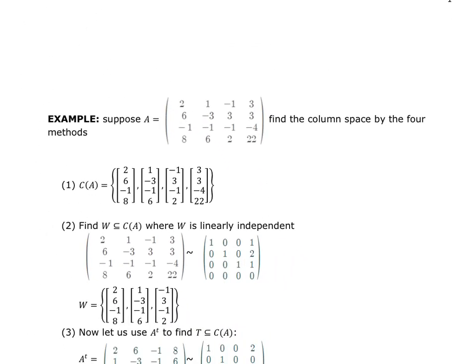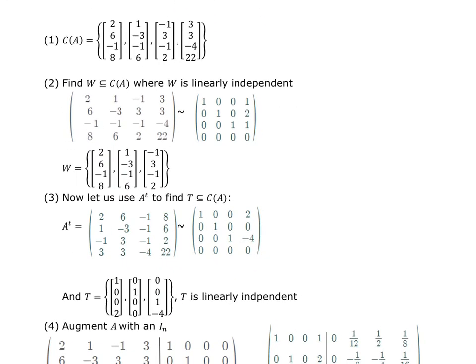Suppose I start out with this matrix. The normal way of finding the column space is to say, here's my first column, my second column, my third column, and my fourth column. The next way that we learned was to find a column space that was linearly independent. So we took our matrix, RREF'd it, and got this. Because the pivots are in columns 1, 2, and 3, we use columns 1, 2, and 3. Again, that's something we've learned, nothing new there.